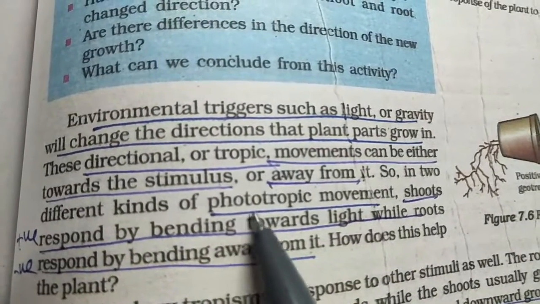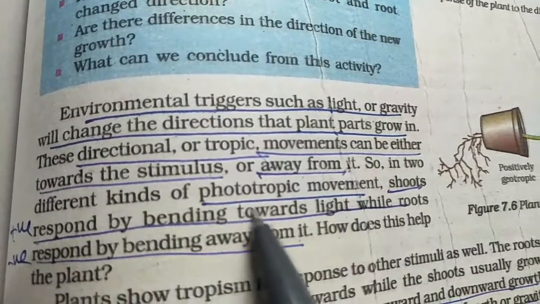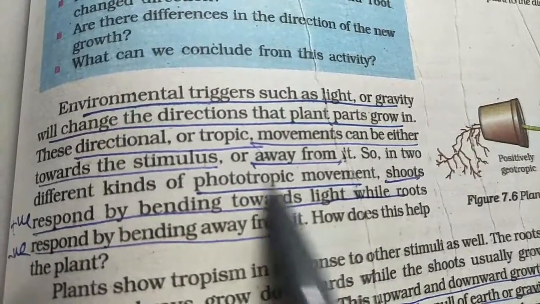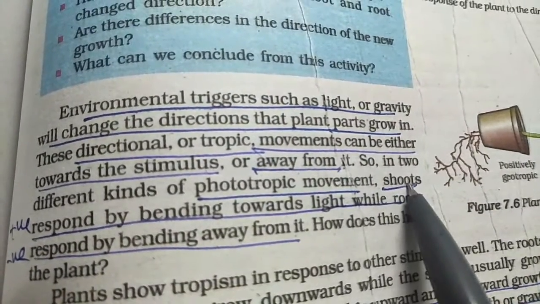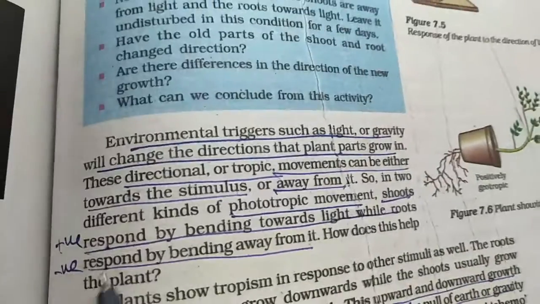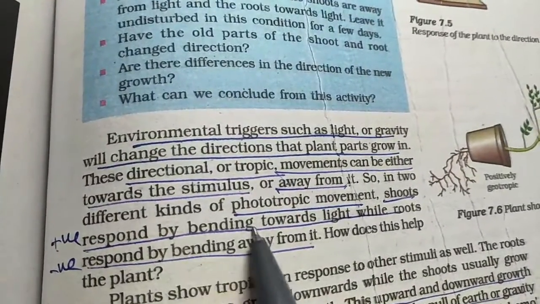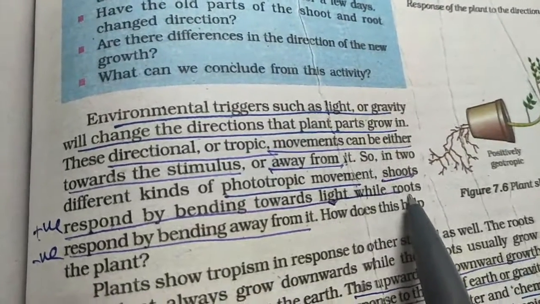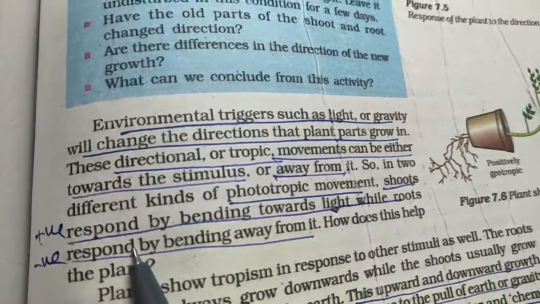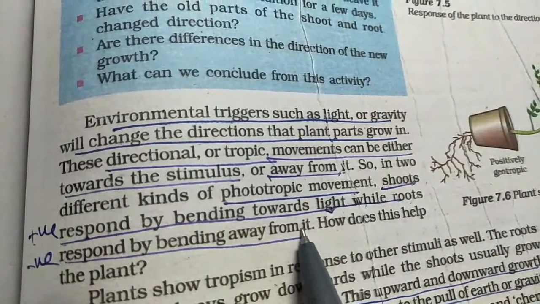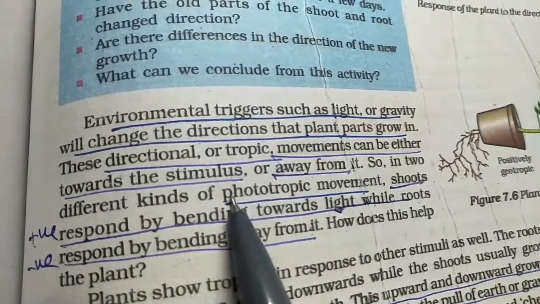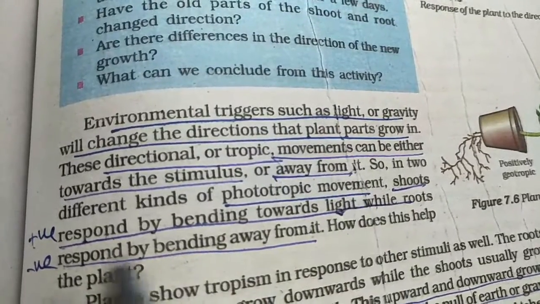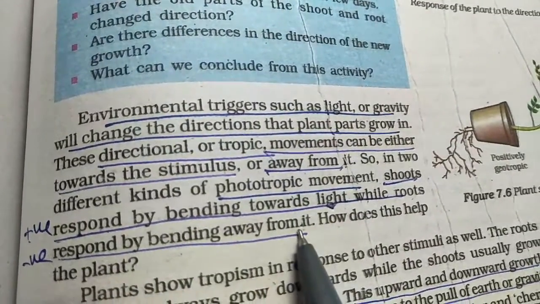Suppose you have a phototropic movement, that is the response towards sunlight. Now there are two types of movements here. The shoots, that is the stem, respond by bending towards the sunlight. Exactly opposite, the roots respond by bending away from it. So the stimulus is the same, the sun, that is a phototropic movement, but one is towards it and the other is away from it.